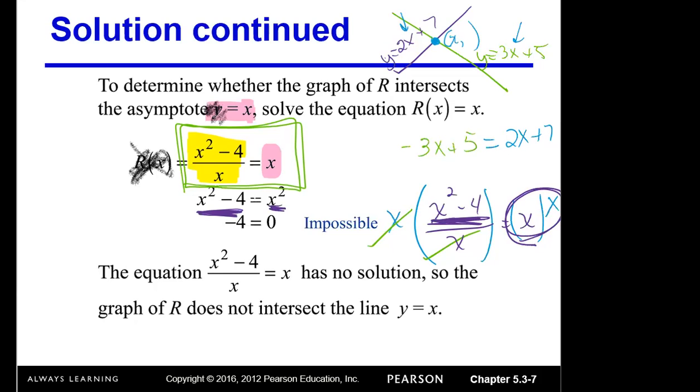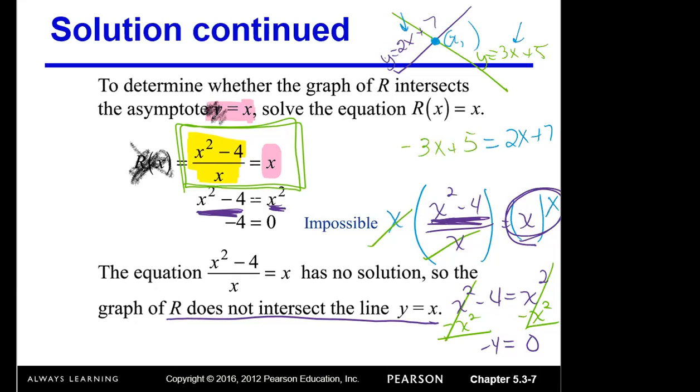And then something fascinating happens. At this point, they've got x squared minus 4 equals x squared. And then they're like, okay, I got to get all my x's on one side. So they subtract the x squared off of the left so that you have a negative 4 by itself on the left. But then on the right, uh-oh, they cancel out over there also. And you got a 0. Negative 4 doesn't equal 0. What does that mean? It means there's no solution, which means r does not intersect the oblique asymptote.